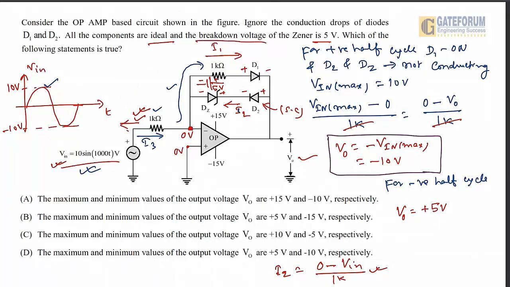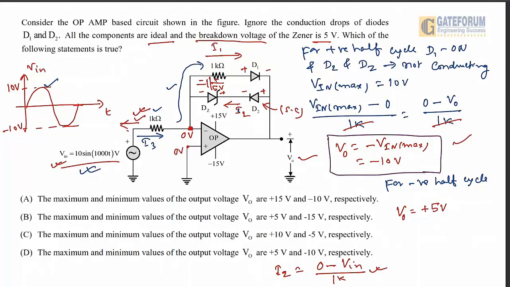The Zener diode breakdown voltage will be the output voltage in the negative half cycle, because this is the inverting op amp configuration. That is the reason: if the input is negative, the output will be positive, and in the positive half cycle the input is positive, so we got the output as negative.